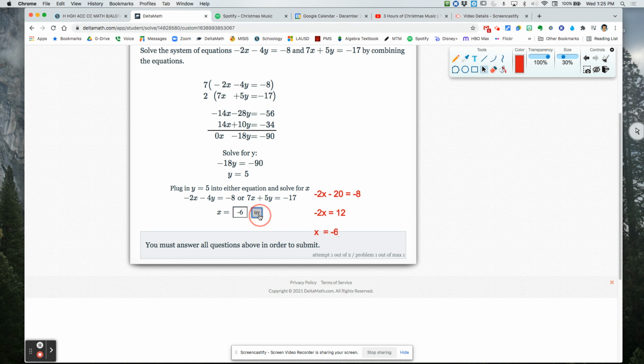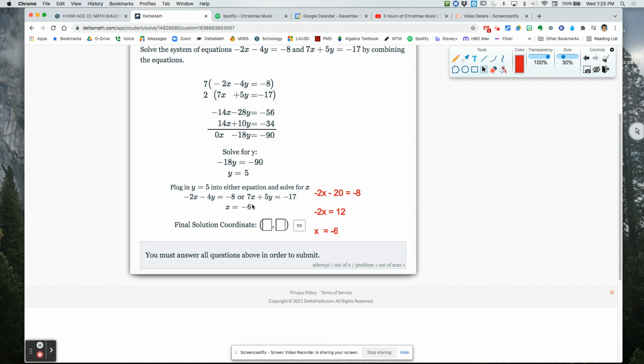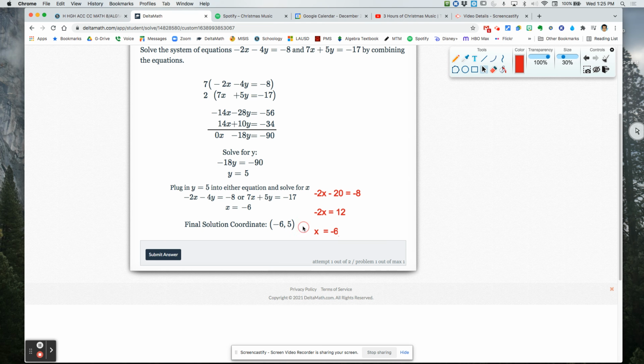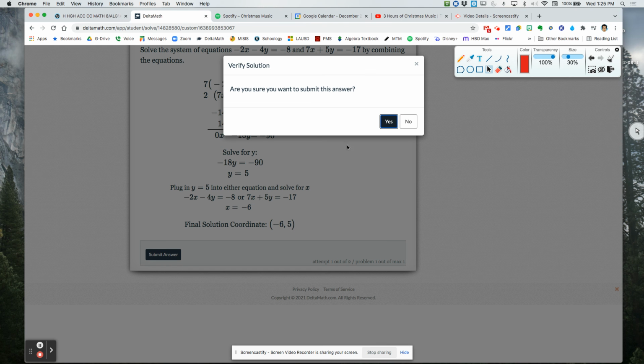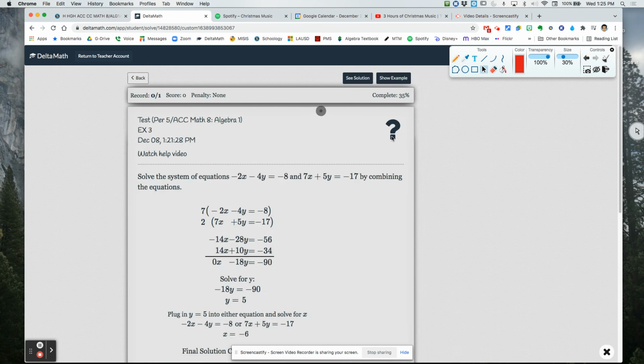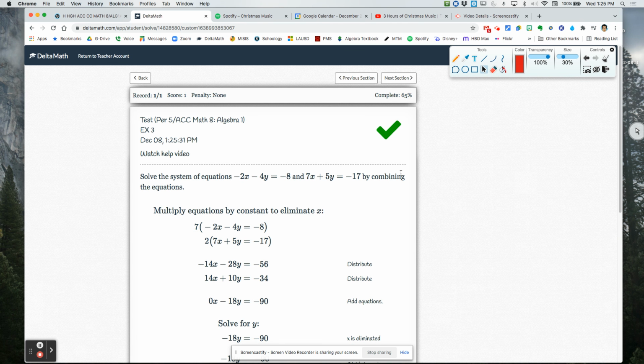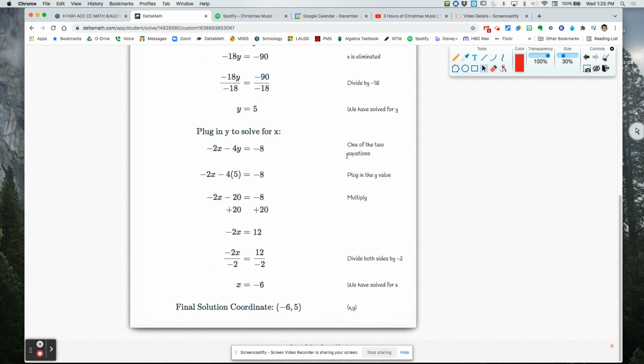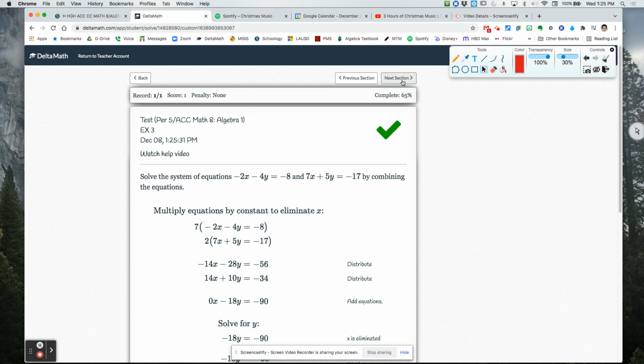Does it work? So let's try negative 6, 5. X is negative 6. Y is 5. Well, let us get this far. Let's see if it gives us the answer. Okay. So the answer here was negative 6, 5.